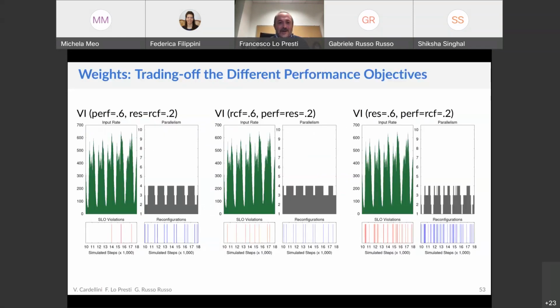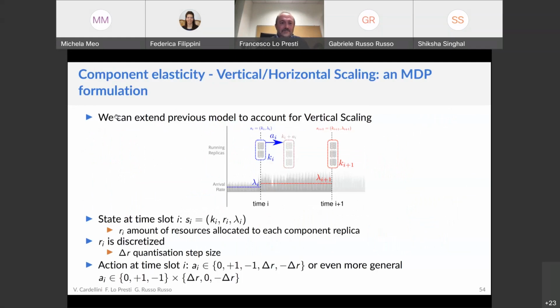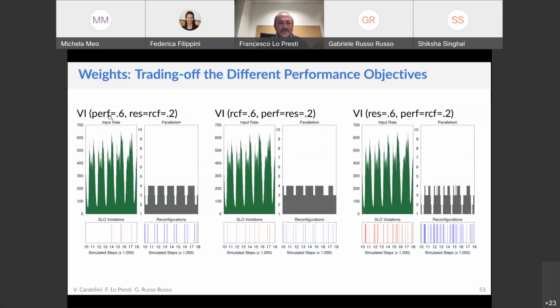Just to give an idea of what happens, this was run in simulation, so it's simpler than the gory details of the actual system. We have the daily input rate arriving at a given operator, and it is the same over the three figures. Then we run value iteration using different weights. In the first case, we put 60% of the weight on performance and 20% of the weight on resource and reconfiguration cost.